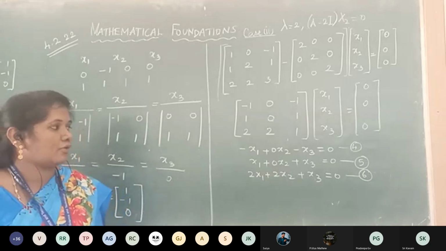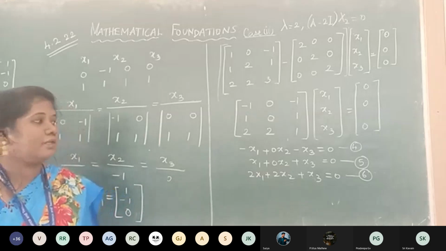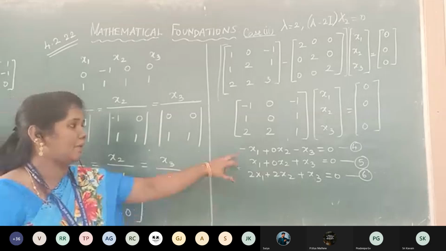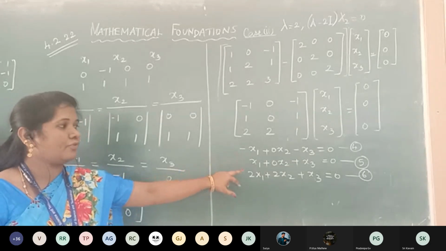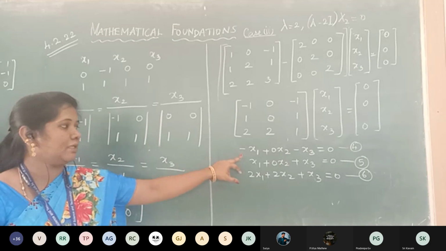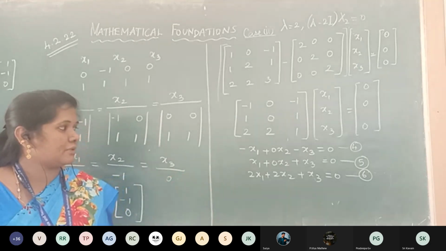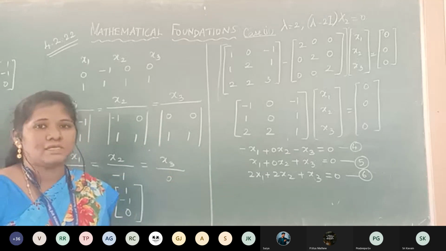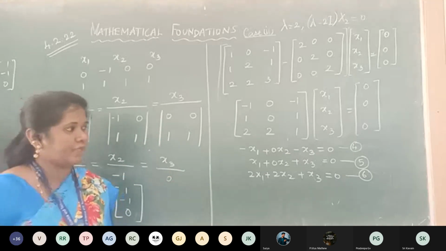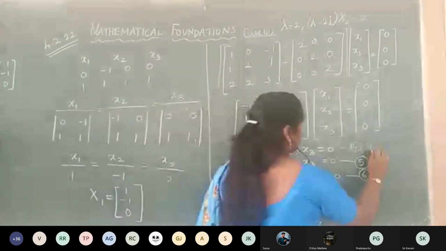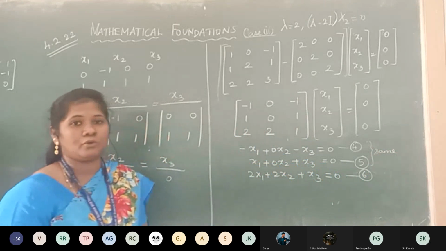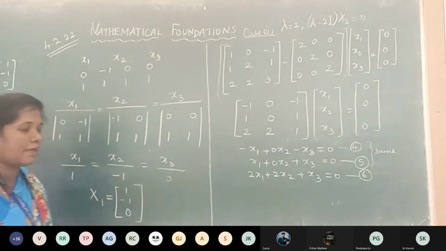In your fourth equation and your fifth equation, if you multiply the fourth equation by a minus sign, it will become your fifth equation. When you multiply it with your minus sign, it will become x1 plus 0x2 plus x3 is equal to 0, the same as your fifth equation. So these two equations are the same, so you should not take it for finding out your root x1, x2 and x3.